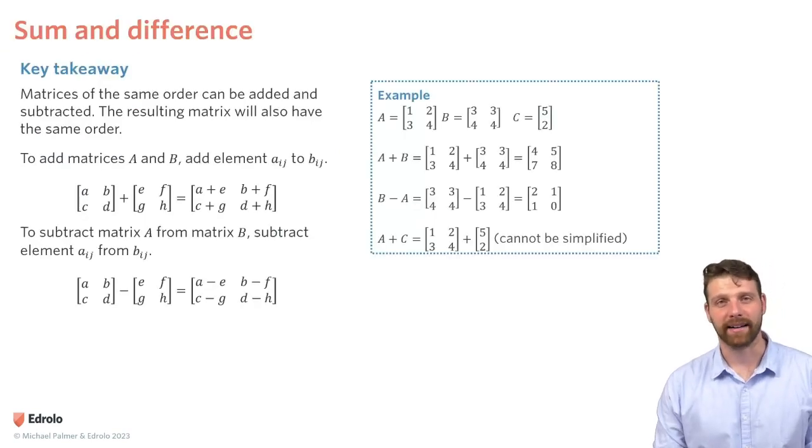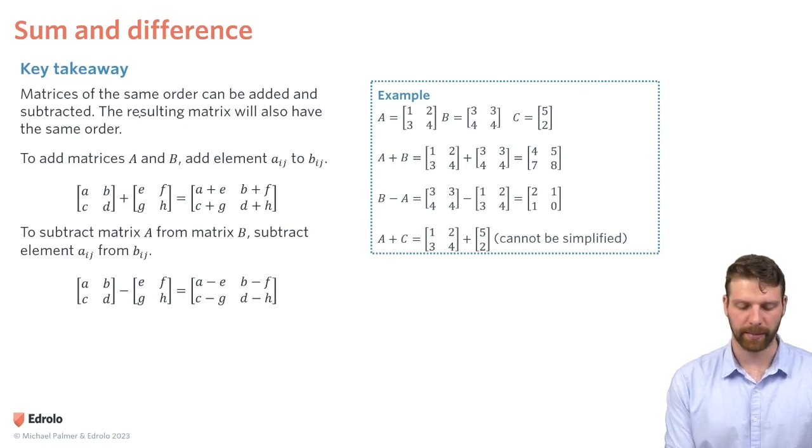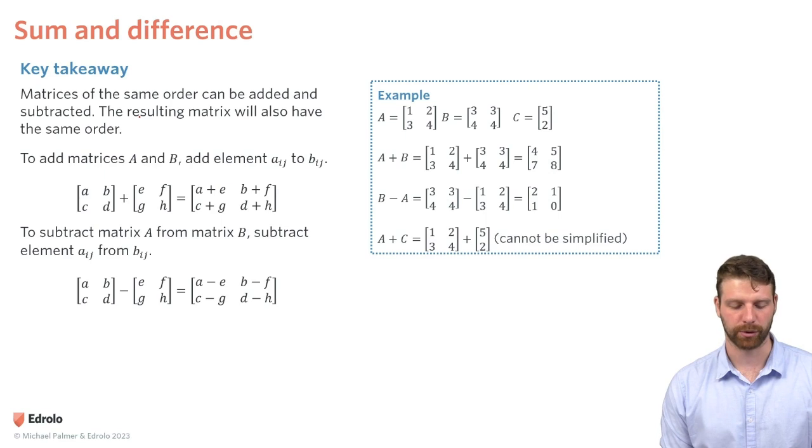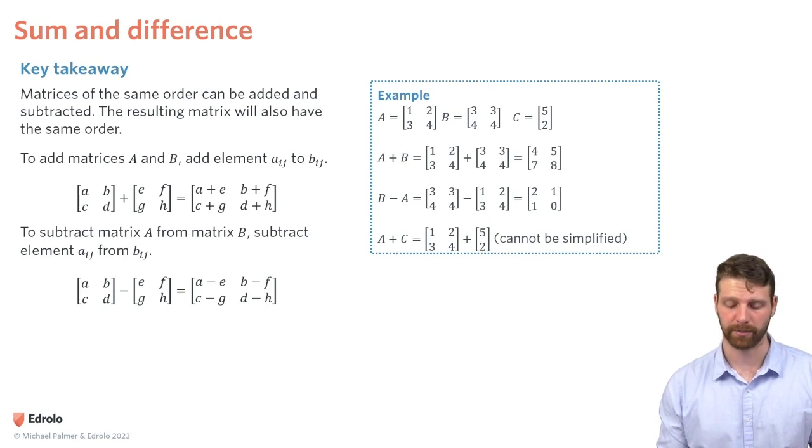Okay, let's look at how to add and subtract matrices, or sum them and take their difference. So matrices of the same order can be added or subtracted. Okay, so we can't add matrices that are different sizes, and we can't subtract them if they're a different size either. So they've got to look the same for us to be able to add them.